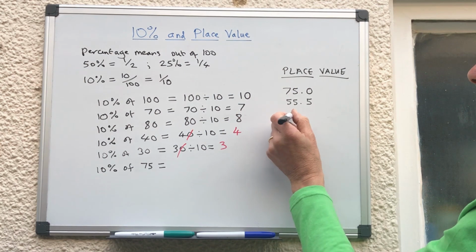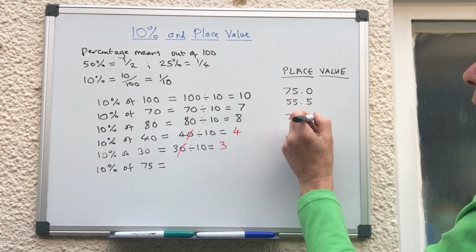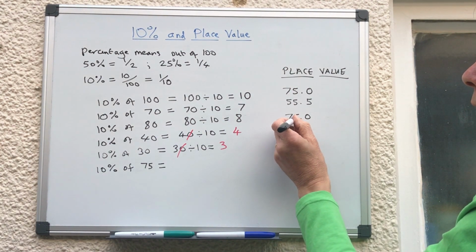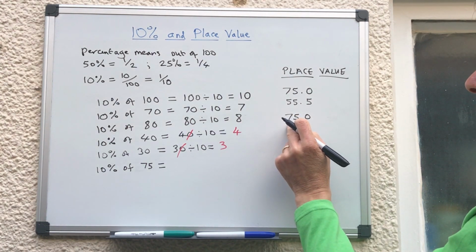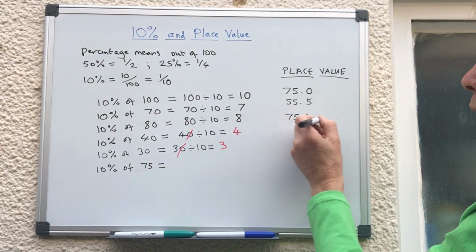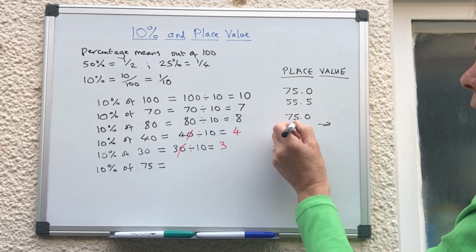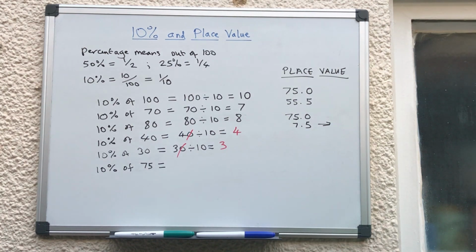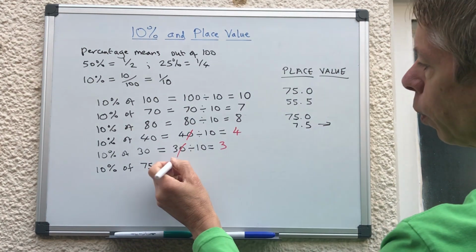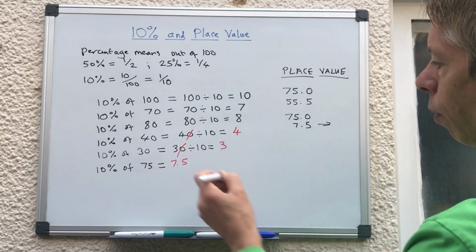So with our 75, if we divide it by 10, what we're going to do is change the value of those to make them 10 times less. So that means we're moving everything this way, so we get 7.5. So 10% of 75 equals 7.5.